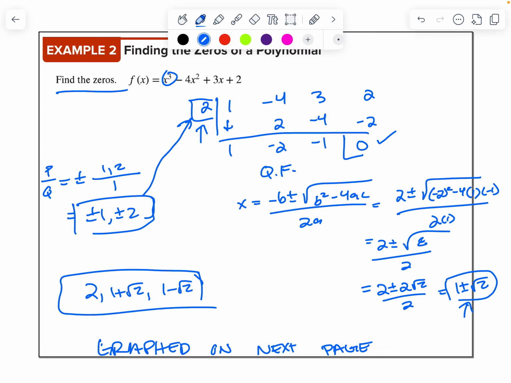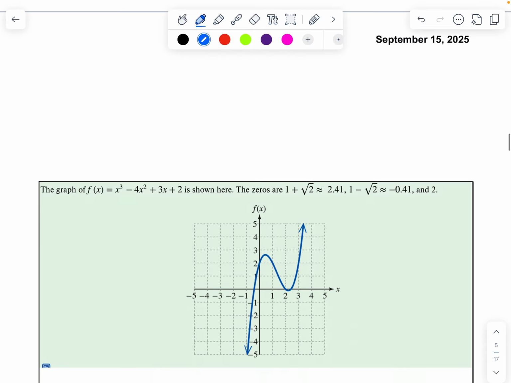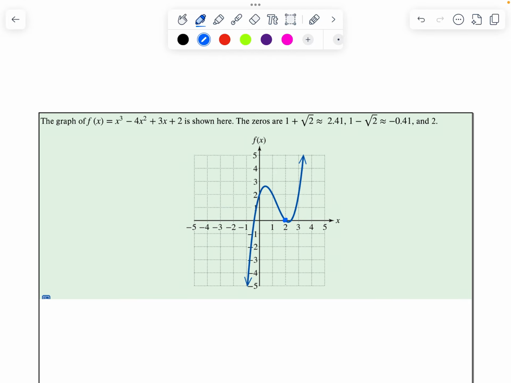We could type the 1 plus square root 2 and 1 minus square root 2 in our calculator and see about what that is. So 1 plus square root of 2 is about 2.4. 1 minus square root of 2 is about negative 0.4. And so those are our x-intercepts, right? Those are the solutions. Those are our x-intercepts. We have 3 of them. And so when we graph it, we can graph those 3 numbers: 2, 2.4, negative 0.4. So you see here we have 2, 2.4, negative 0.4. Those are our x-intercepts.